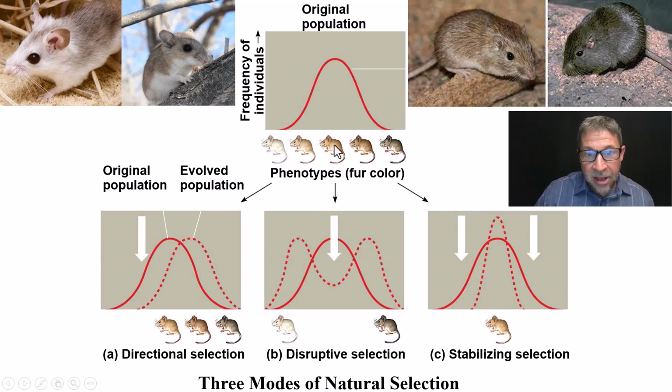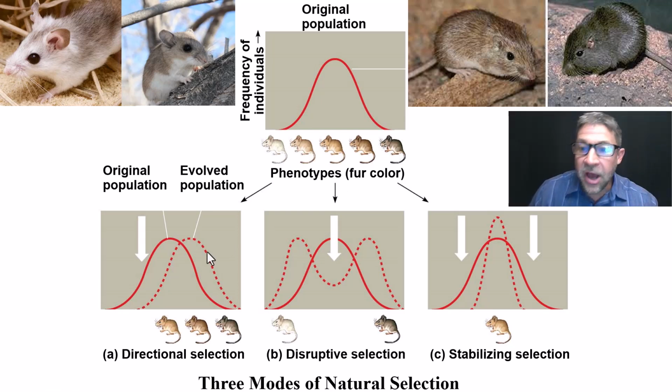There are 5 phenotypes for coat color ranging from white to tan to dark. And we see a normal bell shaped frequency distribution where this is your most common phenotype, followed by these. And these are the rare phenotypes out here on the tails.